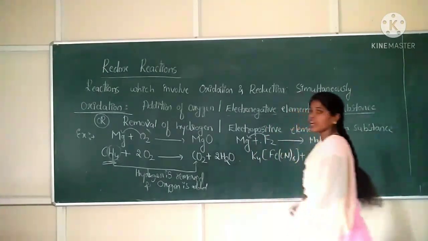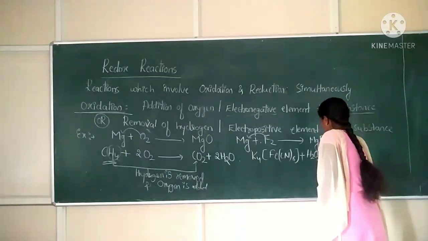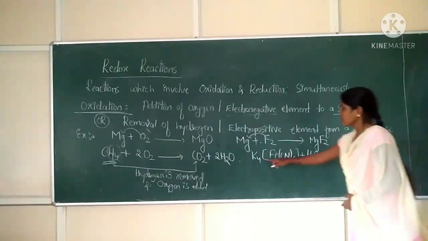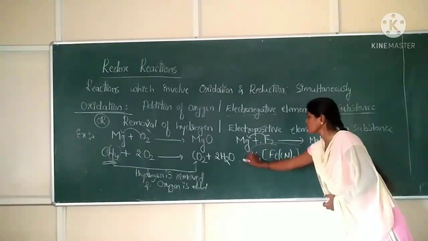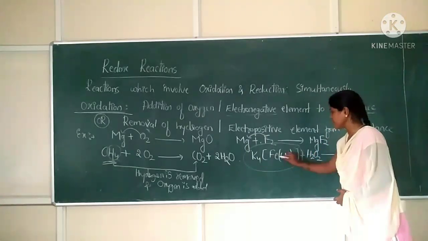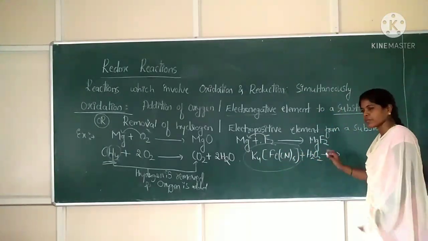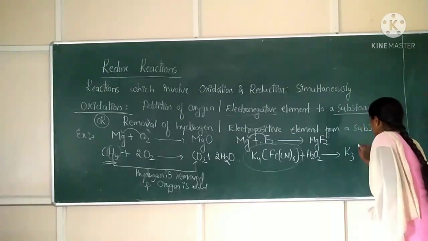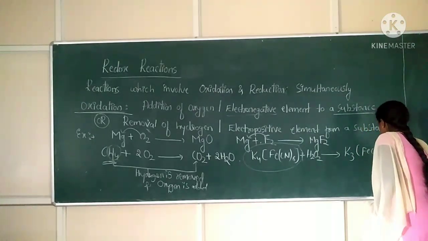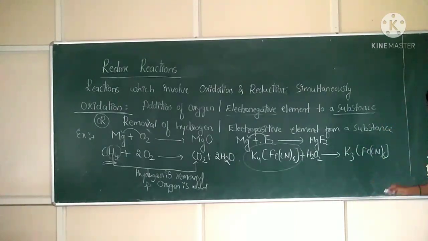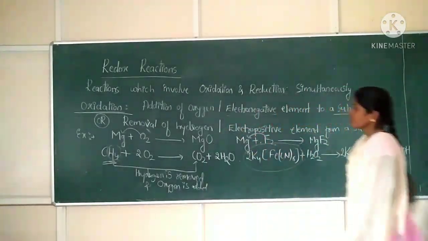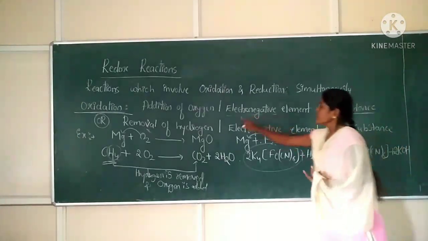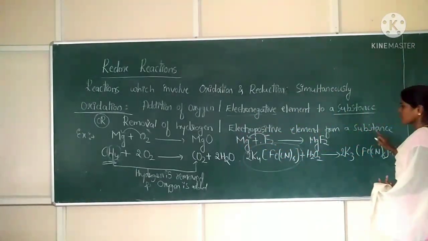K4FeCl6 reacts with H2O2, hydrogen peroxide. Potassium ferricyanide is a coordination compound. K4FeCl6 reacts with hydrogen peroxide and it forms K3FeCl6 plus 2 molecules of KOH. Now balance the reaction. Now, what is the last definition of oxidation? Removal of electropositive element from a substance.